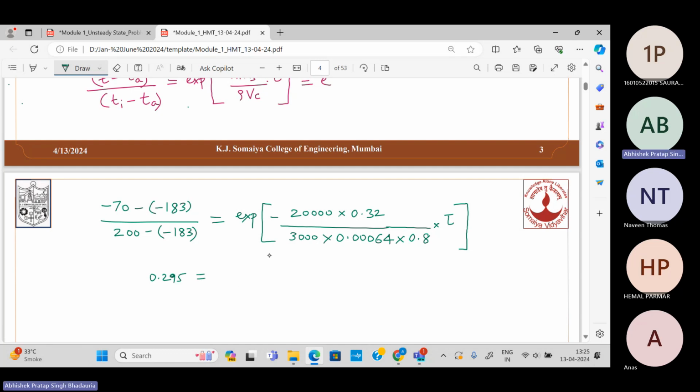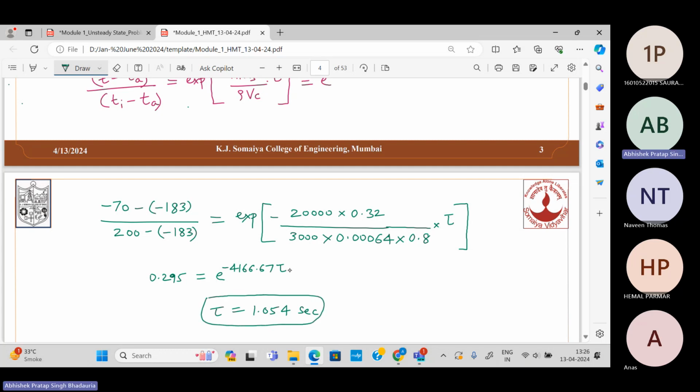It is equal to e to the power minus 4166.67 tau. You just take the anti-log, so we can calculate the value of time. So just calculate this. So the calculated value of time is 1.054 seconds. Okay, so this is the answer.